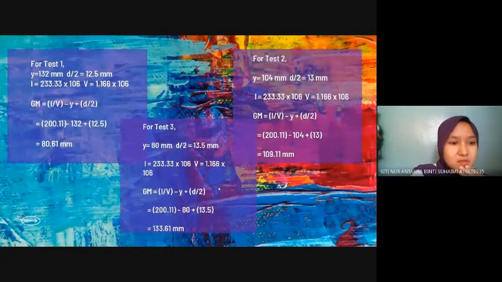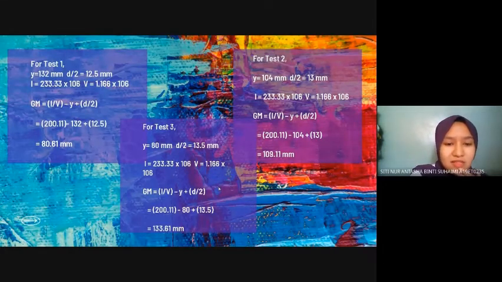Okay, so for test one, the calculated GM we get is 80.61 millimeter. For test two, we get the calculated GM, which is 109.11 millimeter, and for test three, we get 133.61 millimeter, using the formula of the area of second moment. Okay, next.